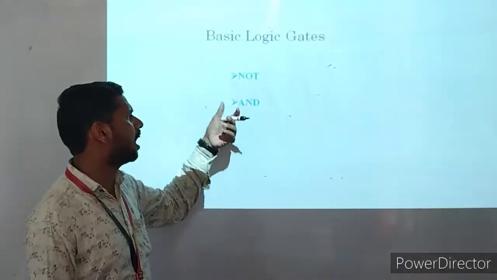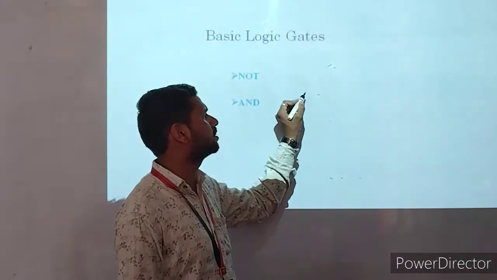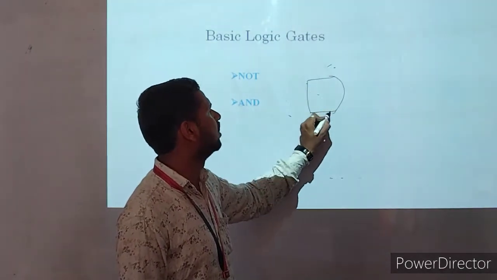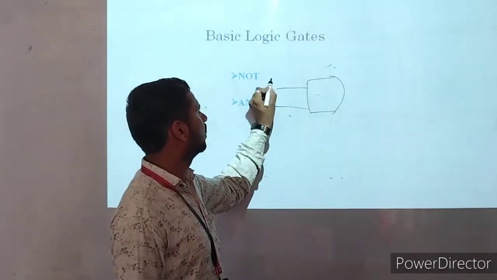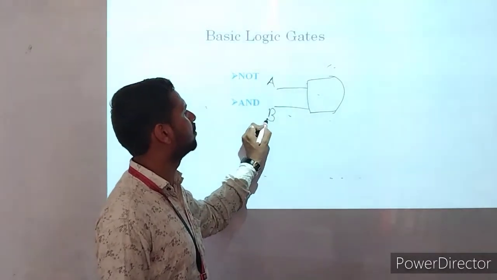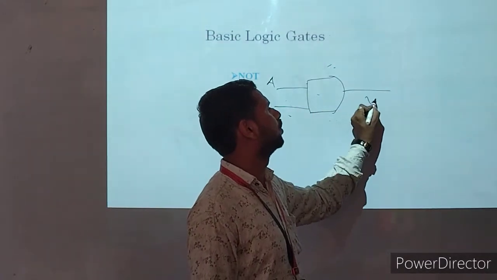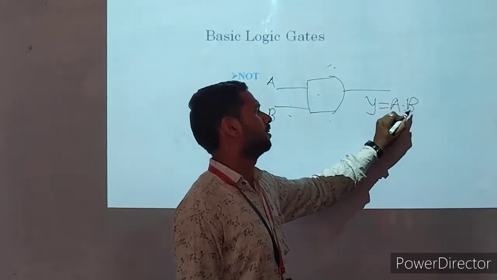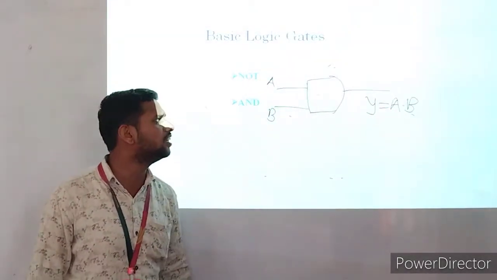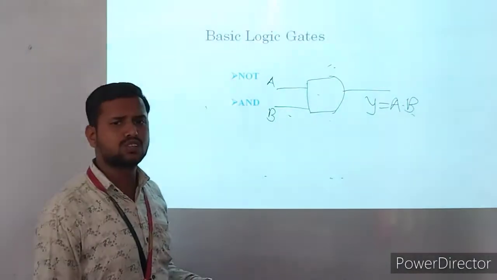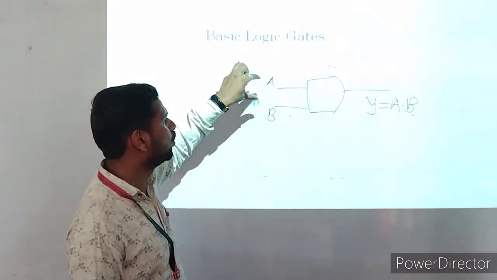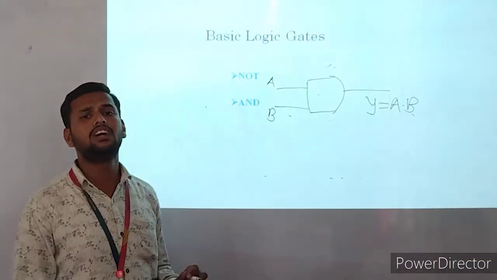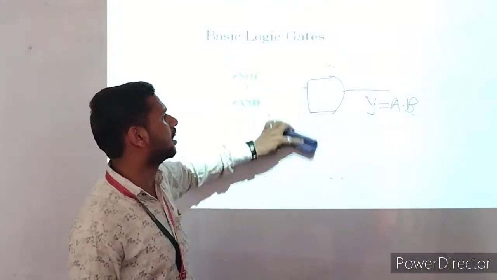The ANDing logic operation can be done by the AND gate. We can connect two variables, A and B. The output is Y equal to A into B. That is the output expression of the AND gate. When both inputs are high, or 1, the output will be 1. That is the logic of the AND gate.